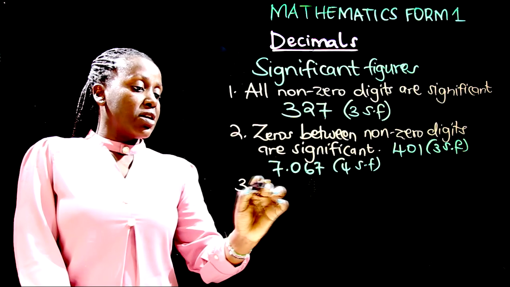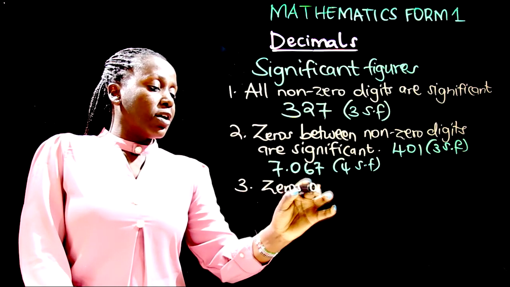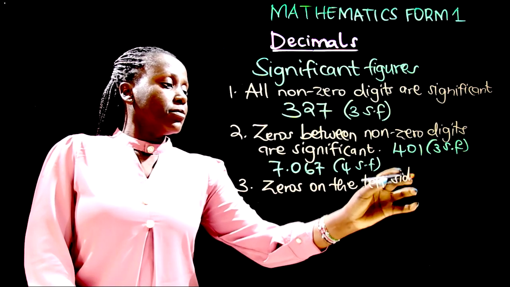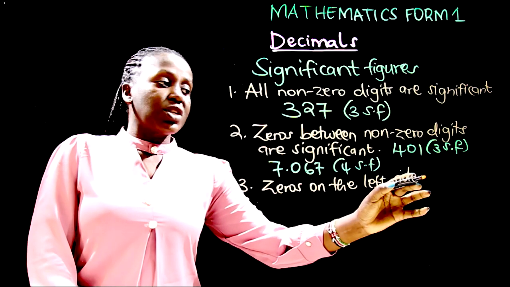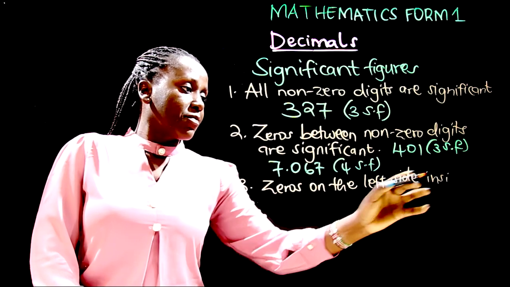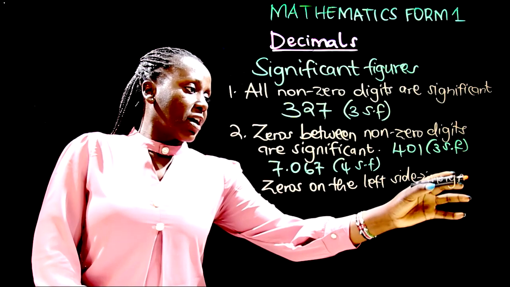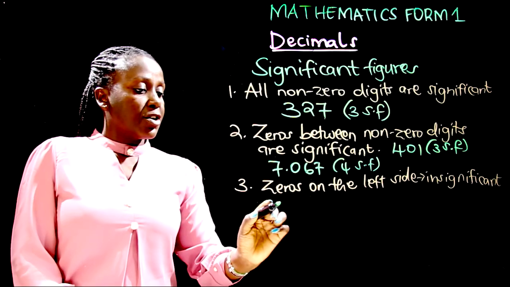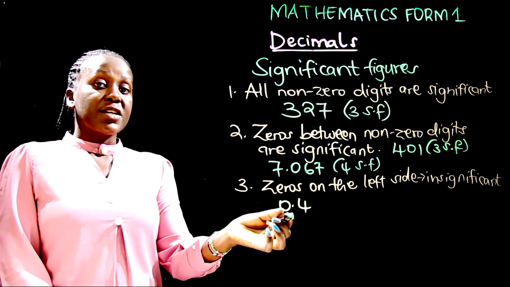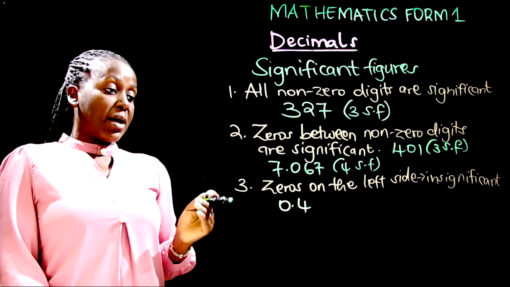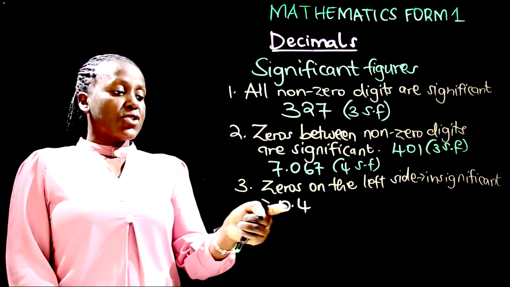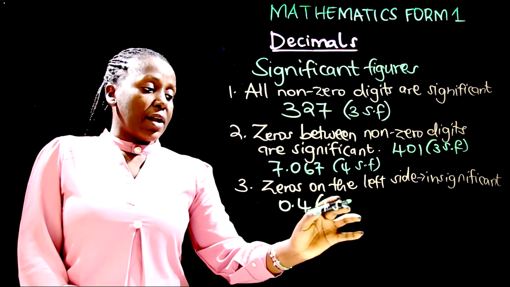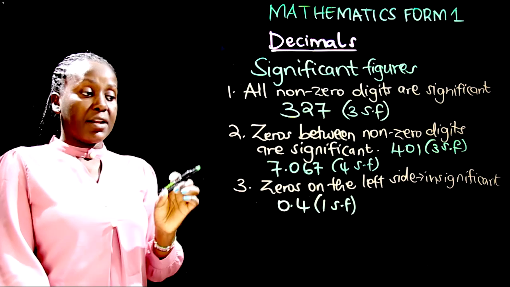So zeros on the left side of the number are considered to be insignificant. Okay? For example, if I have 0.4, this 0 is not significant. It's on the left side of the number, and there is no non-zero digit before it. So this 0 is not significant, and the total number of significant figures here will just be 1.